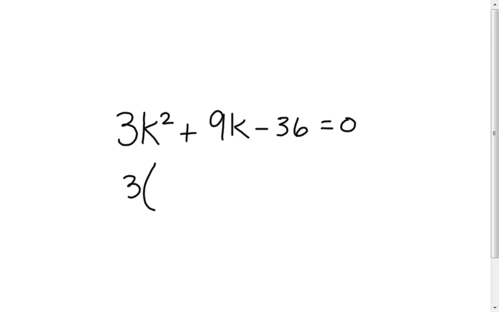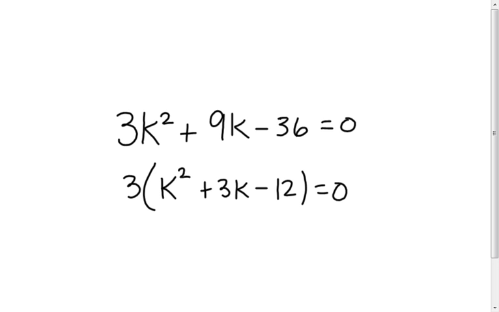Now, this is not on your notes, but I just want to show you this really quick. If I had something like this, and I factored a 3 out, then I'm going to have k squared plus 3k minus 12.